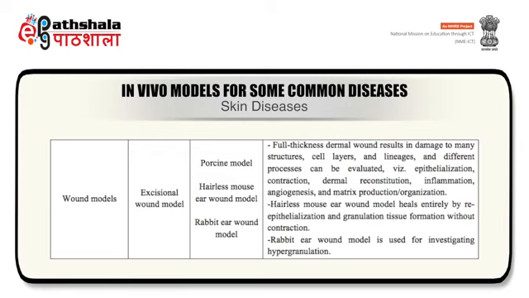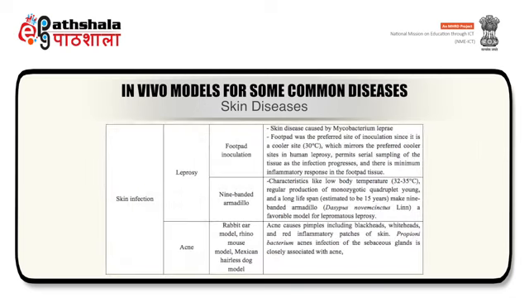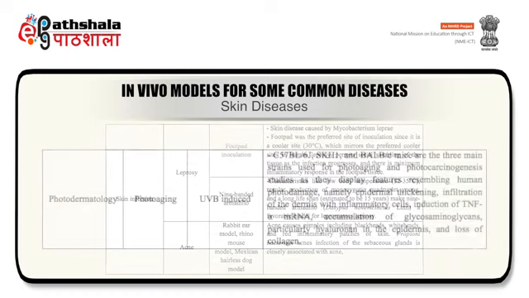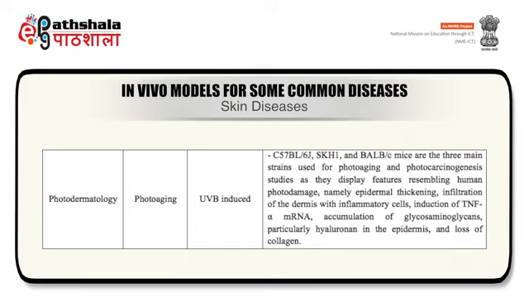In the wound model, the excisional wound model can be induced in the porcine, the hairless mouse ear wound and the rabbit ear wound. The next is skin infection, which includes leprosy and acne. Leprosy can be induced using footpad inoculation or the nine-banded armadillo. Acne can be induced using the rabbit ear model, rhino mouse model, and Mexican hairless dog model. The last category of skin disorder is photodermatology, in which photoaging is induced using UVB.